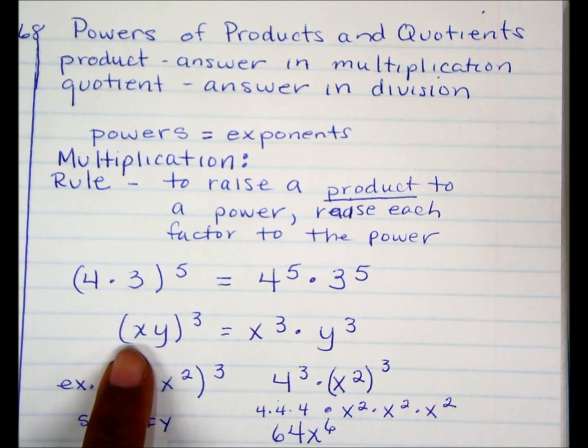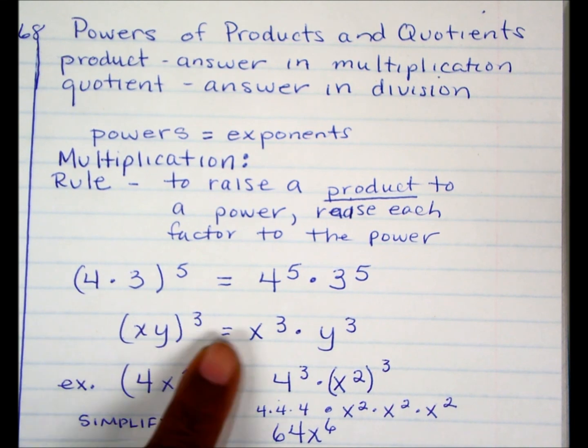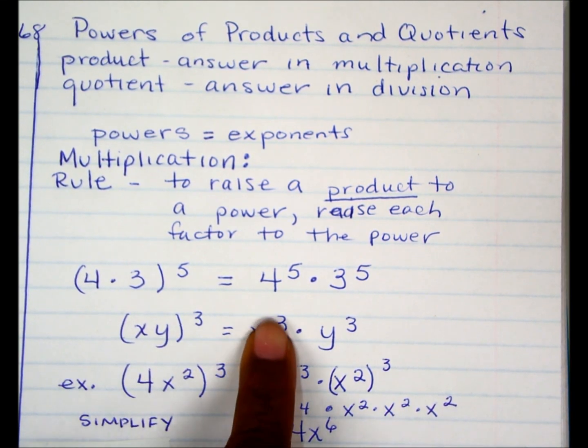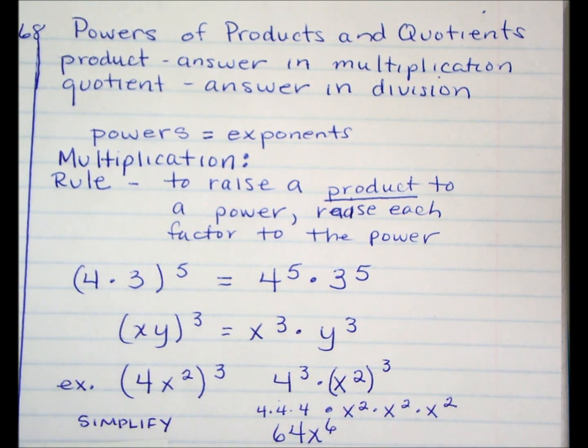Here's another example, x times y, and we want to raise it to the 3rd power. So we raise each one of them, x to the 3rd power times y to the 3rd power. Okay, so you say, all right, well, we know how to do that, but what do we do to finish it? So now we're going to look at simplifying it.